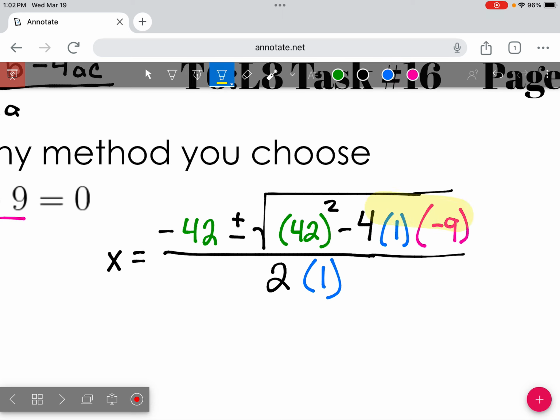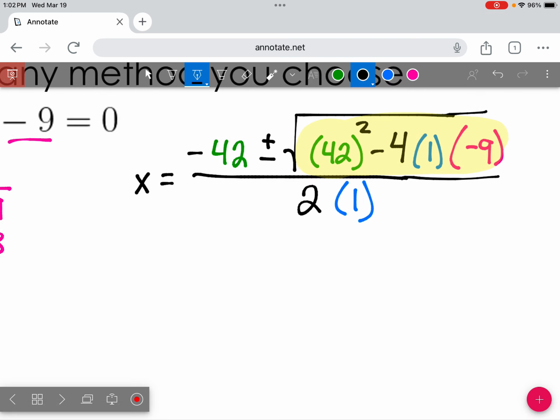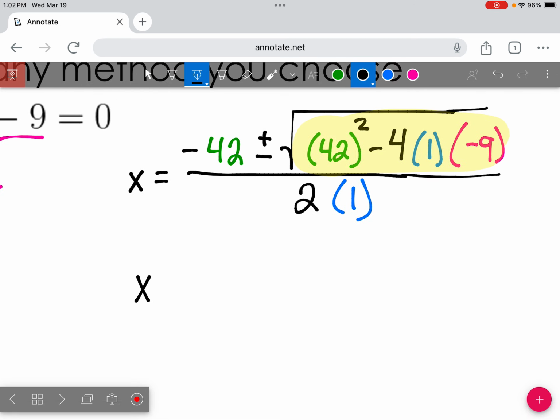When we're simplifying it, I highly recommend we do this bit first. This piece is called the discriminant. You probably heard about that in algebra too. There we go. So we're going to do the under the radical part first. Bless you. So that'll give us our x equals negative 42 plus or minus the square root of.